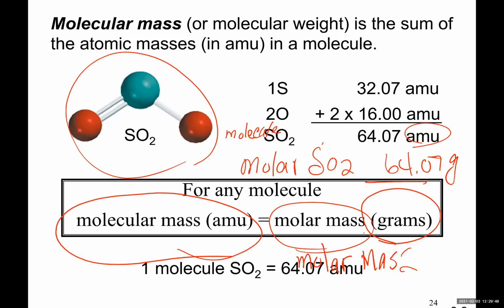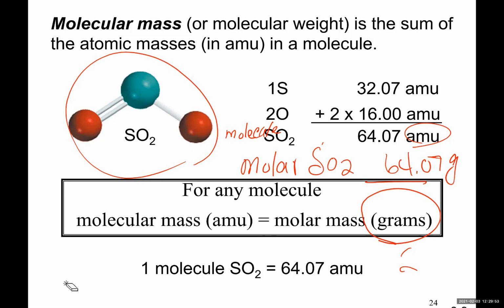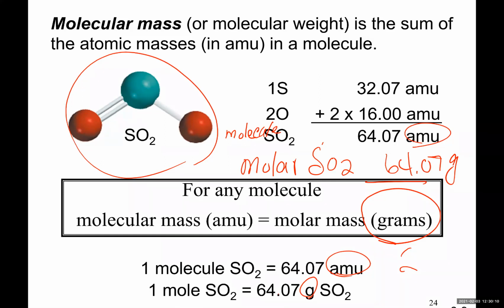And if I go to the next slide, again, the same thing. 1 molecule, 64.07 AMU. 1 mole, 64.07 grams of SO2. Change the unit from AMU to grams, you go from 1 unit to 1 mole. You go from 1 unit to Avogadro number of units. You go from 1 molecule to 1 mole.